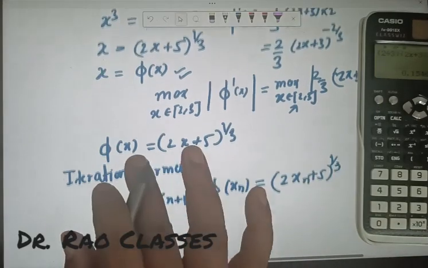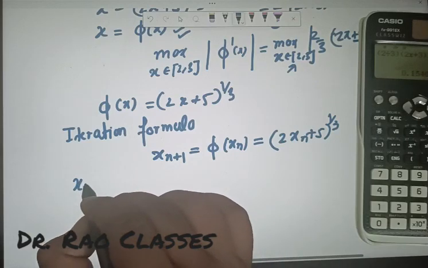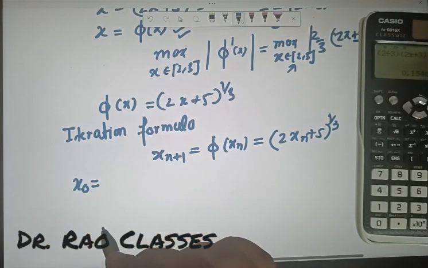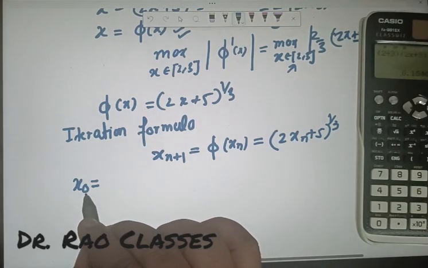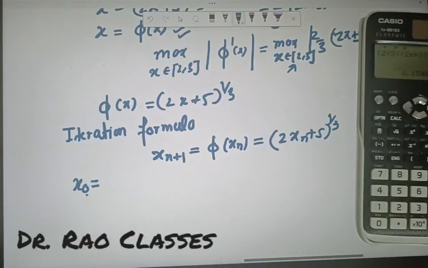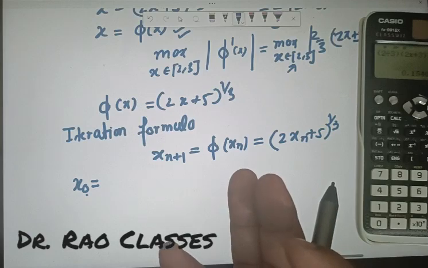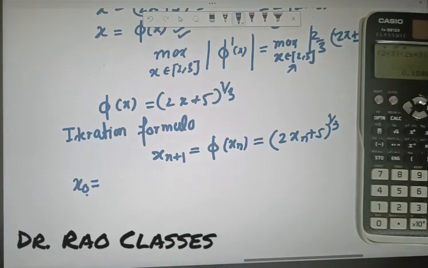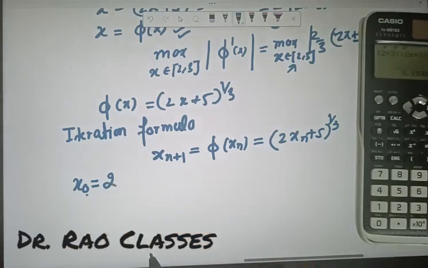And what about the initial approximation? You need to start somewhere, okay? So x0 is the initial approximation. You can consider from the interval any value, 2 to 3 any value. You can consider 2, 2.1, 2.3, 2.4, 2.5, any value. It is your choice, but from the interval. So I would love to choose the value 2, right?